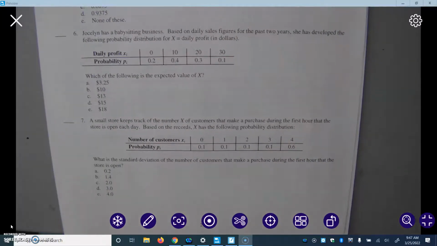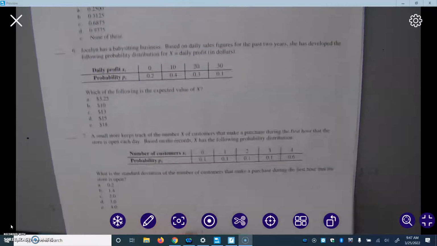Number 7, a small store keeps track of the number X of customers that make a purchase during the first hour that the store is open each day. Based on the records, X has the following probability distribution. What is the standard deviation of the number of customers that make a purchase during the first hour that the store is open?